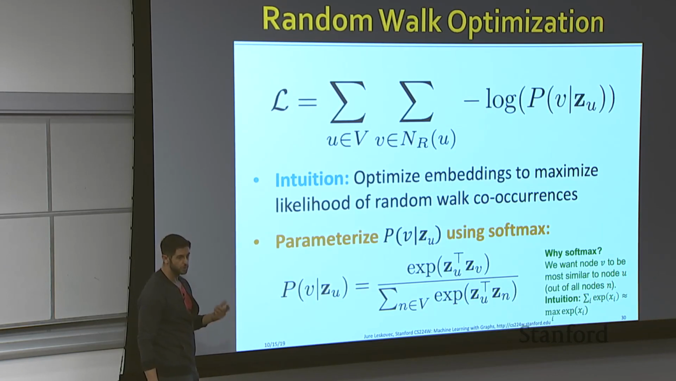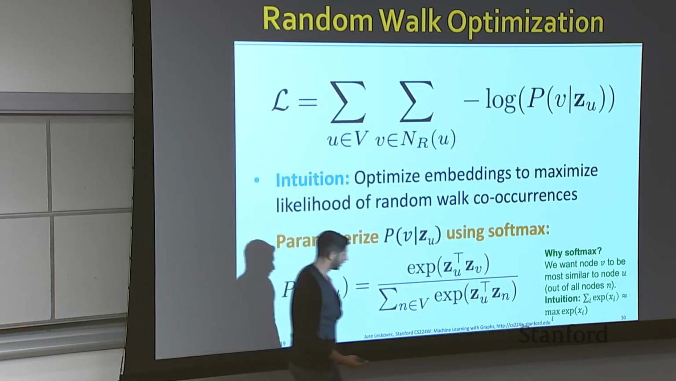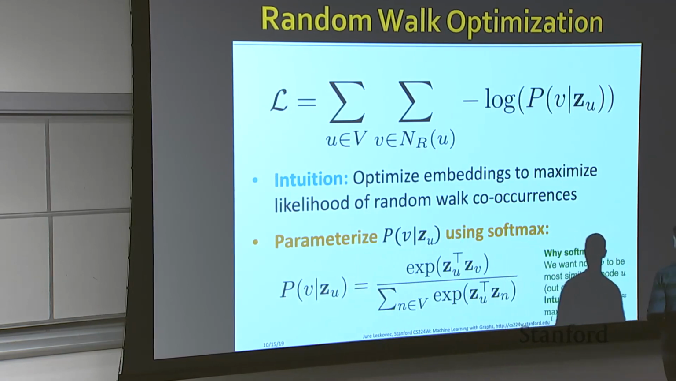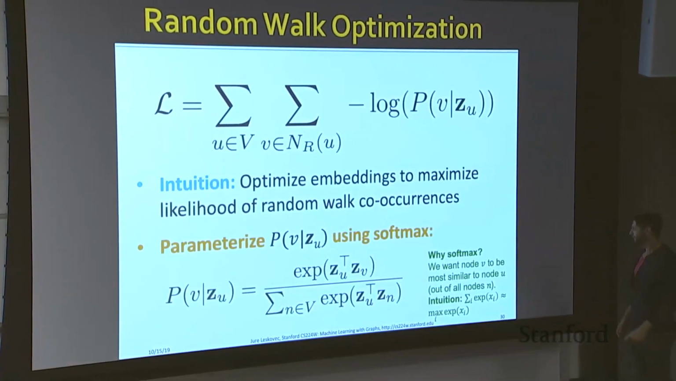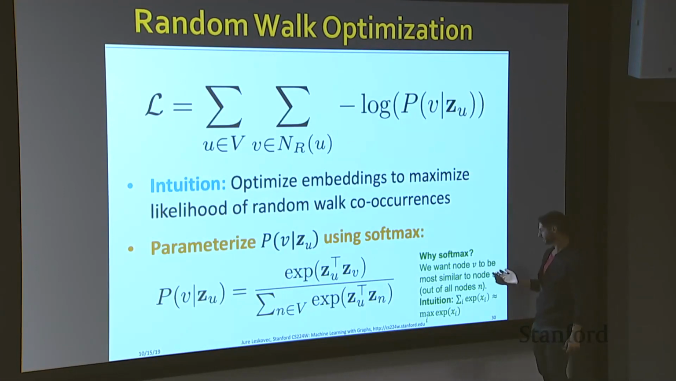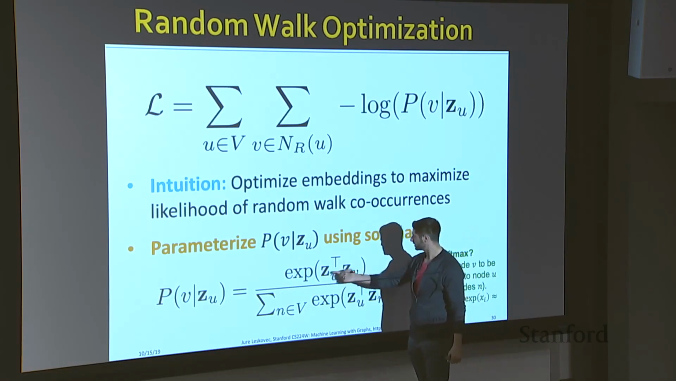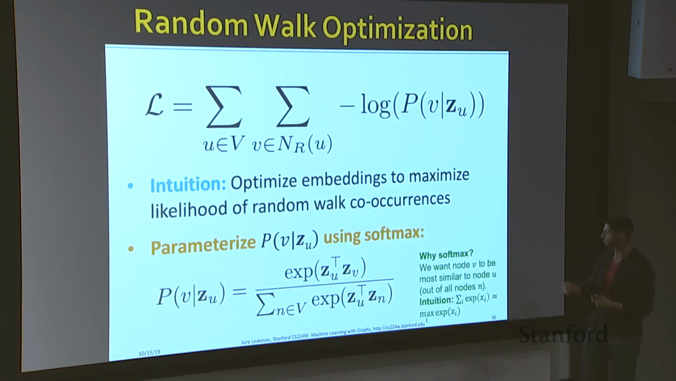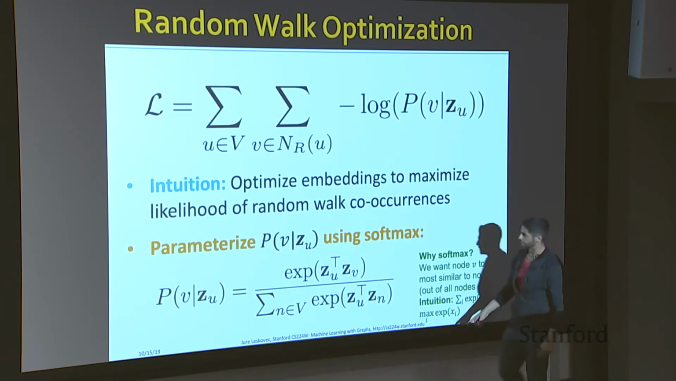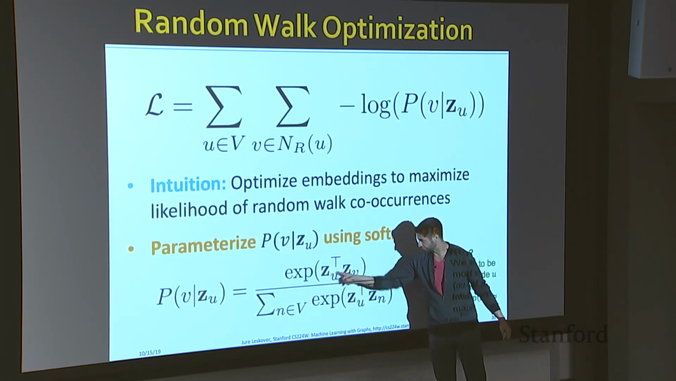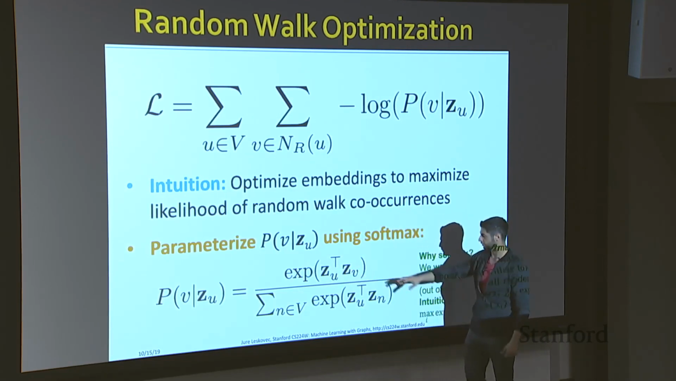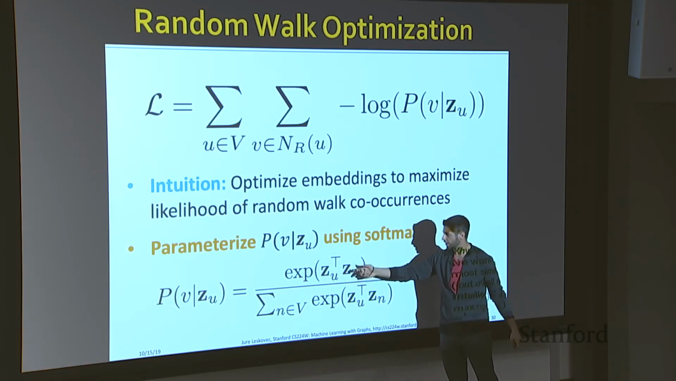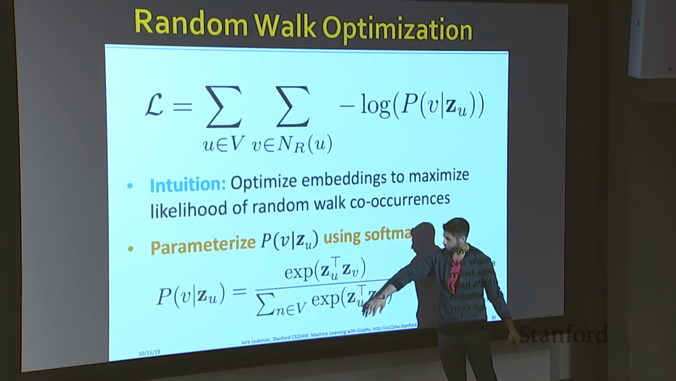Now, how do we parameterize this in a way that we can actually compute it? So the idea is that we can use a softmax. You might have seen this in a lot of machine learning courses, but let me go through that once again. The idea is that we want our node V to be the most similar to node U, right? So what we do here is we take the similarity between the two vector representations, and what the softmax does for us is that it turns vectors into a probability distribution, okay? So when we take the exponential of the dot product between these two vectors, what we will be getting are real values, and we want to turn these into a probability distribution.